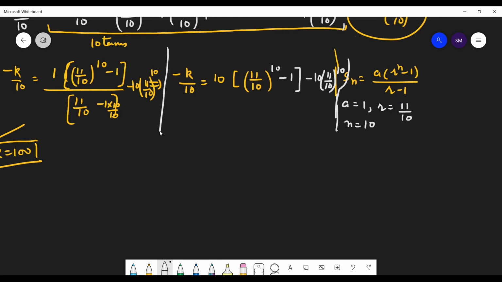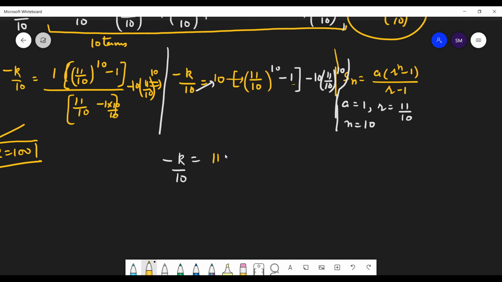Now what do you get? Minus k, this 10 will go that side. Sir, take it in the last. Okay. On multiplying, 11 raised to power 10 upon 10 raised to power 9. So I will be multiplying this 10, so k will be 100. So why don't we keep it 100 here? But either we shall take this 10 common. Okay, let the 10 be here. 10 we have to multiply, then only we will simplify this, right?